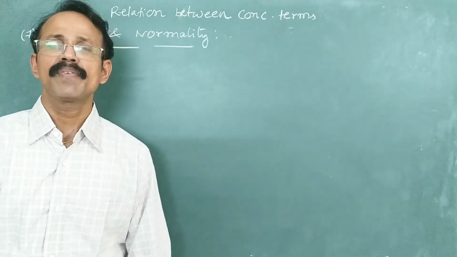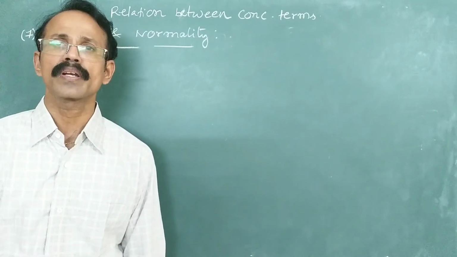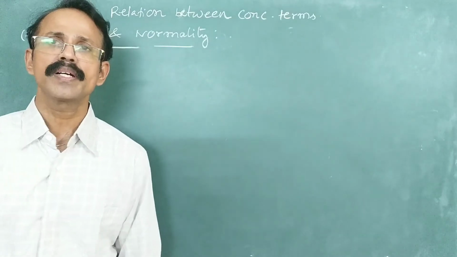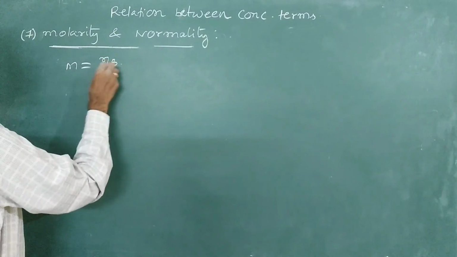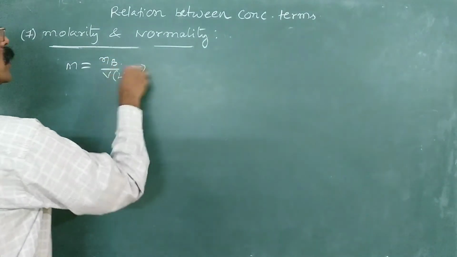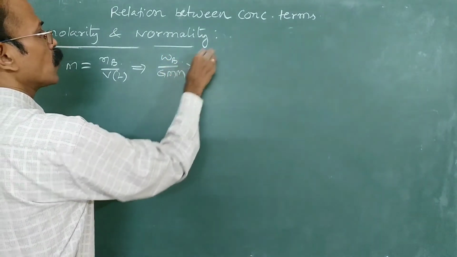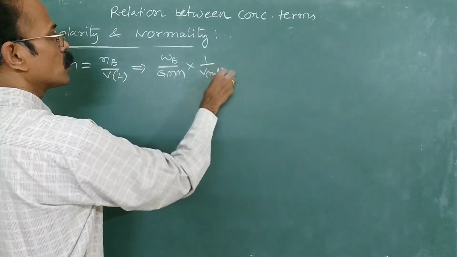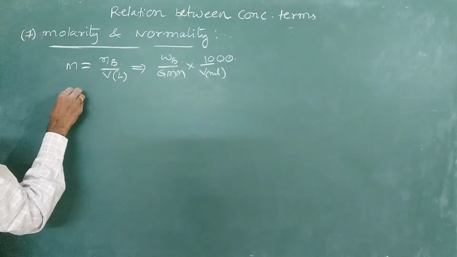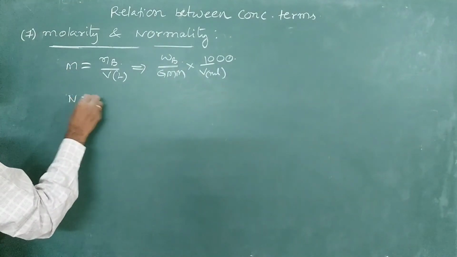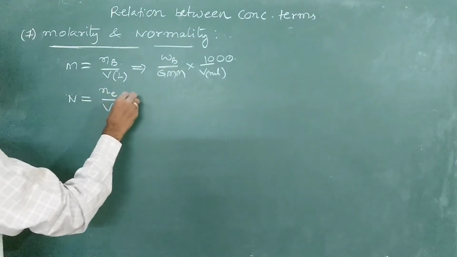Now we'll see the relationship between molarity and normality. Molarity is number of moles of solute dissolved per liter solution, and normality is number of gram equivalents dissolved per liter solution. Okay, molarity is equal to number of moles of solute by volume of the solution in liters. Our number of moles is equal to mass by gram molar mass, and volume in liters is equal to volume in milliliters divided by 1000.